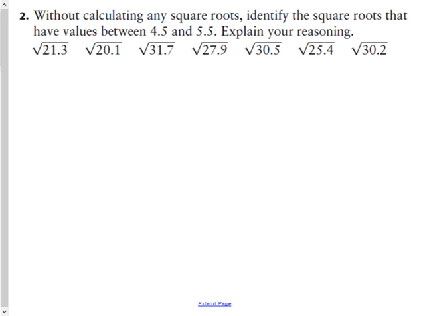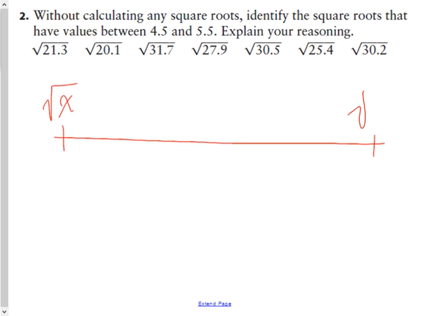Question 2 says, without calculating any square roots, identify the square roots that have values between 4.5 and 5.5. So the hardest part of this question is actually figuring out what it means. So I'm going to put an x here, square root of x, and the square root of y. Square root of x is going to be 4.5, and the square root of y is going to be 5.5. So now we have to figure out what number has the square root of 4.5.